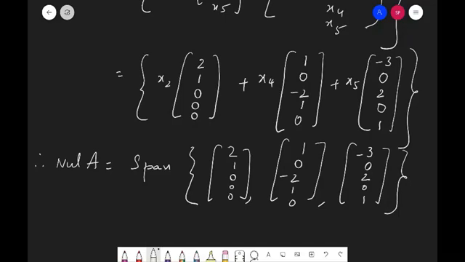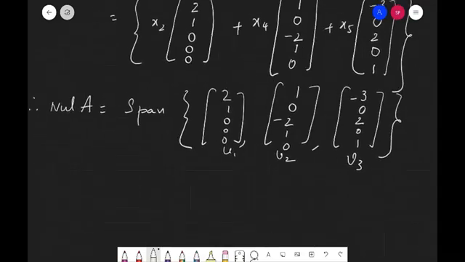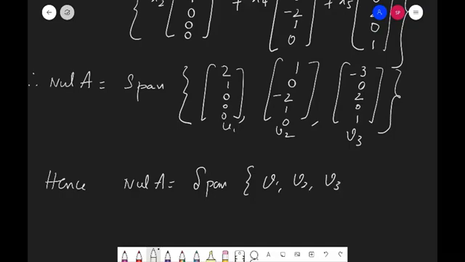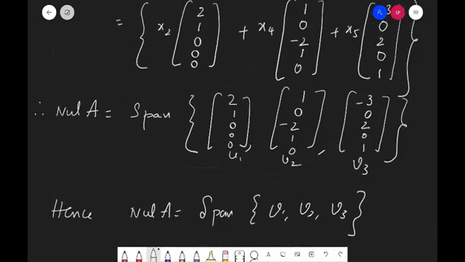So if I take these as V1, V2, V3, then hence null A is span of V1, V2, V3. It doesn't mean that null A has only 3 vectors. It means that null A has all linear combinations of V1, V2, V3. That is what you can see here.